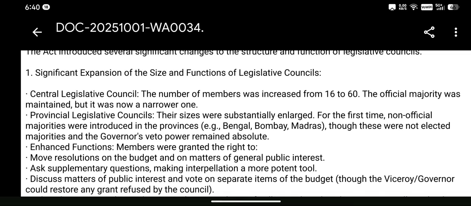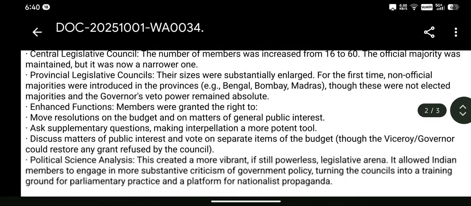Provincial legislative councils: their sizes were substantially enlarged for the first time. Non-official majorities were introduced in the provinces, that is Bengal, Bombay, Madras, though these were not elected majorities, and the governor's veto power remained absolute. Enhanced functions: members were granted the right to move resolutions on the budget and on matters of general public interest, ask supplementary questions, making interpellation a more potent tool, discuss matters of public interest and vote on separate items of the budget, though the Viceroy or Governor could restore any grant refused by the Council.